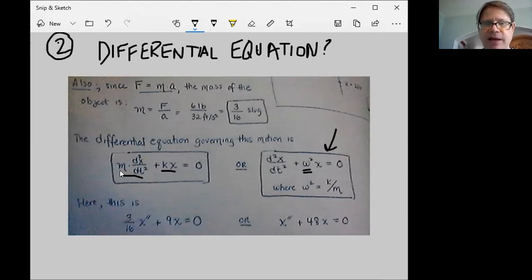If we substitute in m equal to 3/16 and k equal to 9, which we found earlier, one way of writing the equation is 3/16 x double prime plus 9x equals 0. If we normalize that by dividing by 3/16, that's going to give us an alternate form of the equation: x double prime plus 48x equal to 0. So these two equations are the same. This one right here is the one that we would typically use as we look for the solutions to the differential equation, that normalized form with the leading coefficient of 1.